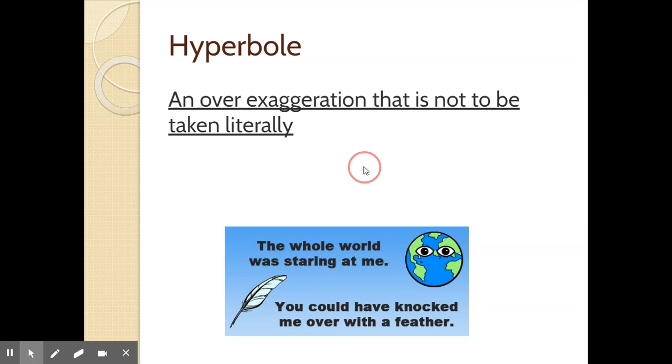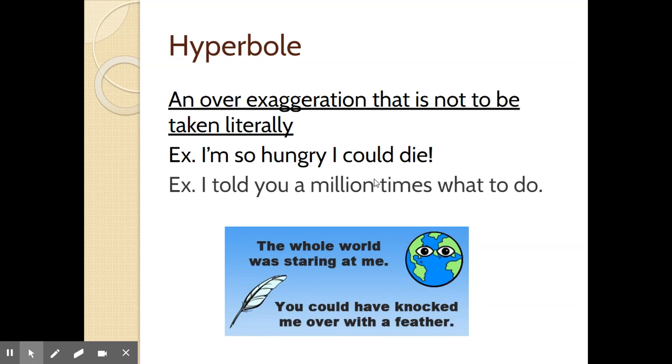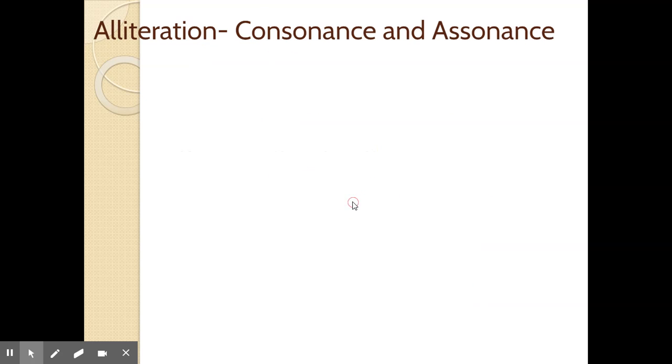Hyperbole is what every good eighth grader is really good at. So it's an over-exaggeration, not to be taken literally. So like, I'm so hungry I could die. You're not gonna die. You'll live. Like you can live about a week without food and 3 days without water. Or I told you a million times what to do. I'm sure your parents have said that. I'm sure they haven't told you a million times.